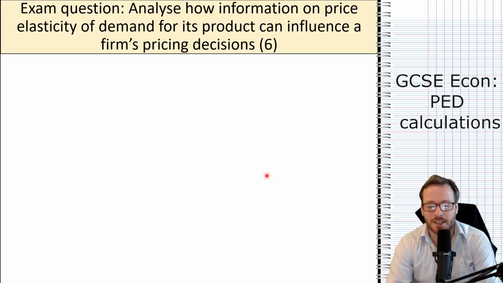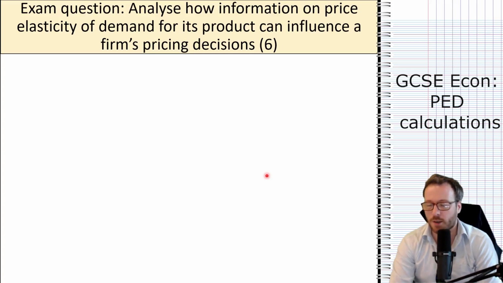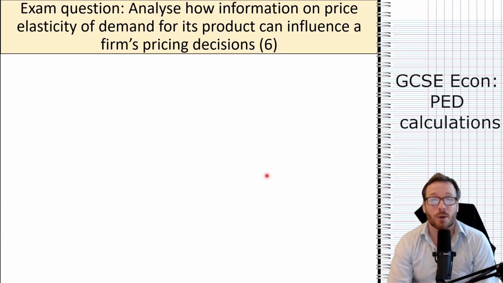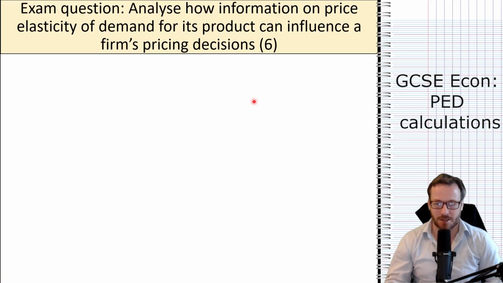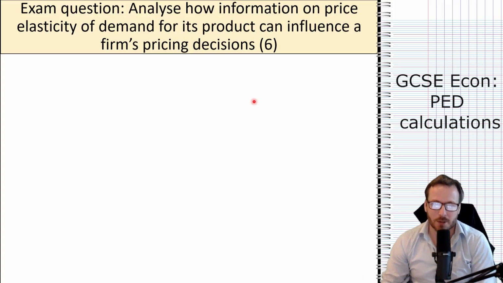Moving forward, here is an exam question on PED. So again, it's asking the most important thing, because economists want economics to be relevant. How can a company use this? How can it influence a firm's pricing decisions? So we need to split it into two sides, don't we? We need to look at the elastic side or the inelastic side. So if a firm knows their product is elastic, what can they do? It means the percentage change in quantity demanded is going to be greater than the percentage change in price. So they should lower their price. If they lower their price, they can increase their revenues and hopefully make lots of money.